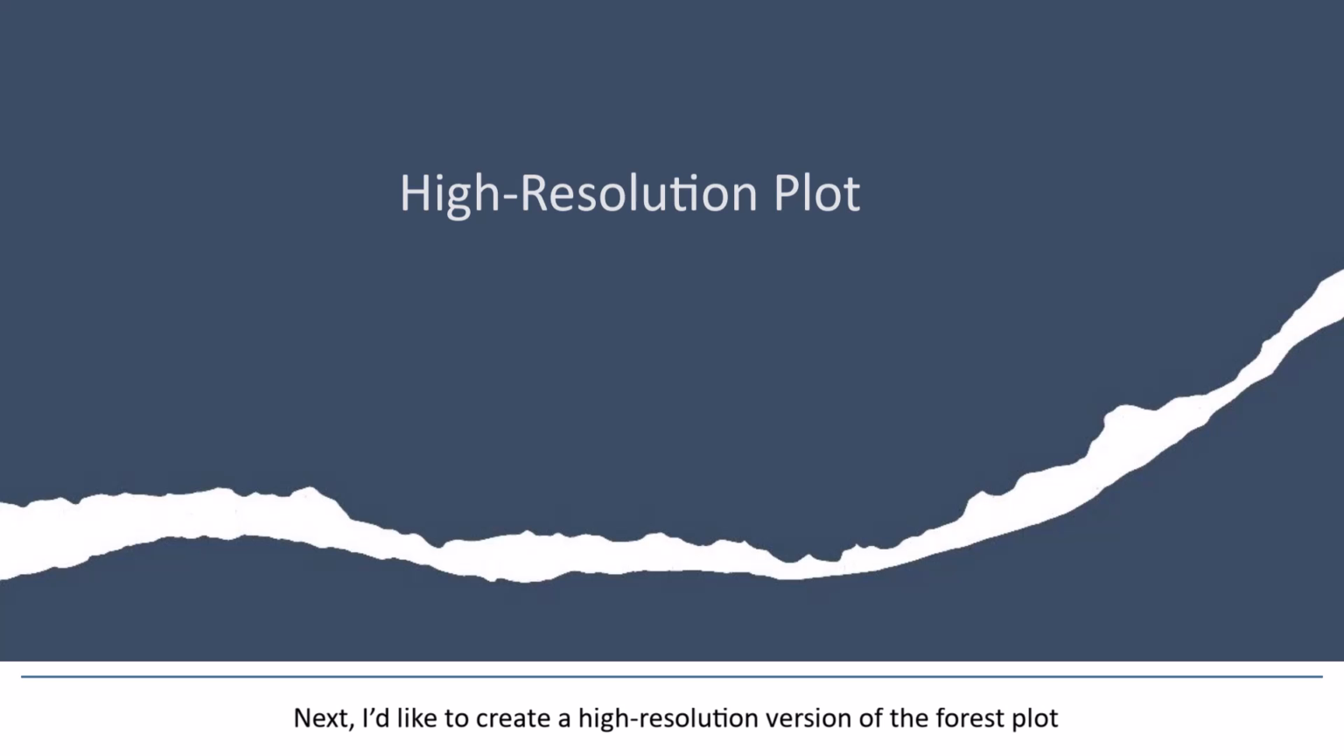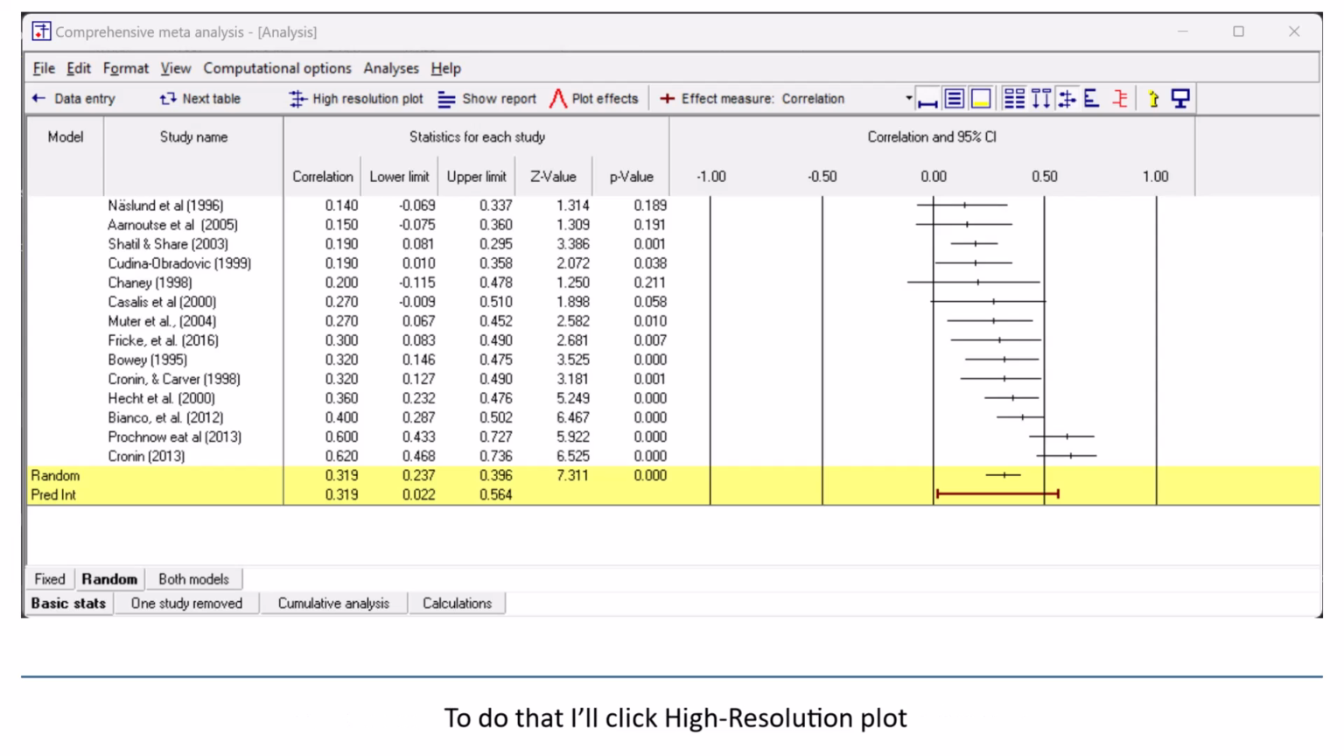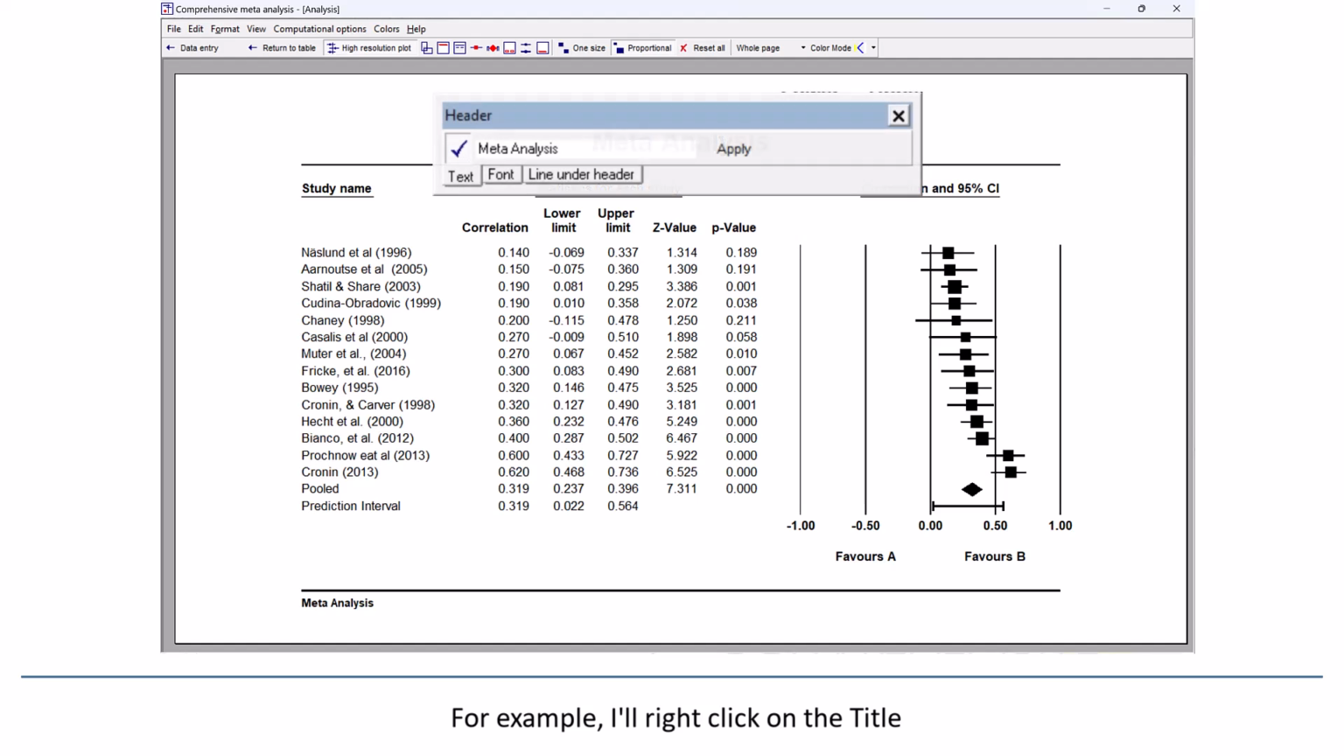Next, I'd like to create a high-resolution version of the forest plot. To do that, I'll click High Resolution Plot. Here, I'll click Reset All. This is the basic plot, but I can edit any element on the plot. For example, I'll right-click on the title and edit the title to Predicting Word Recognition.